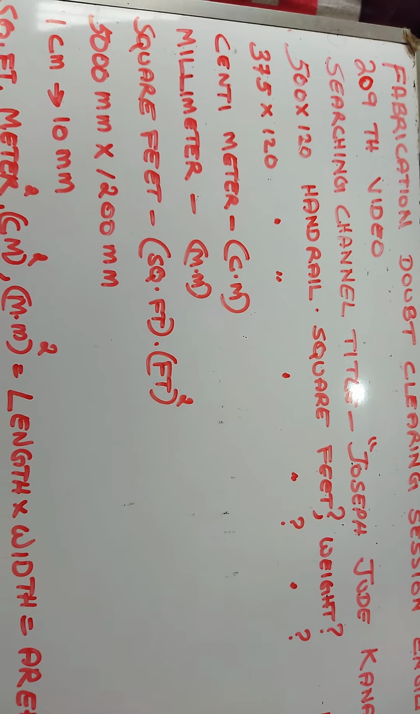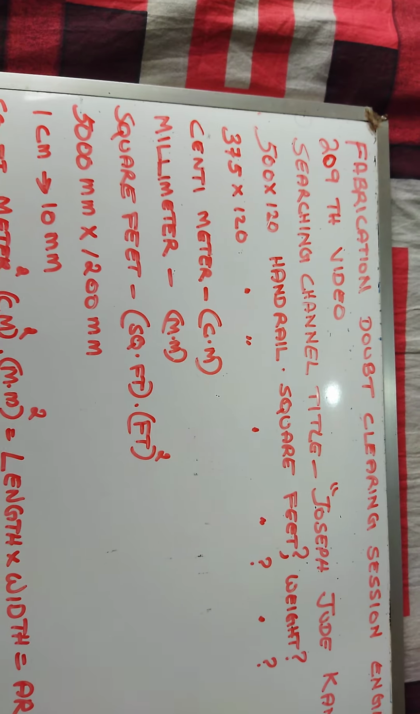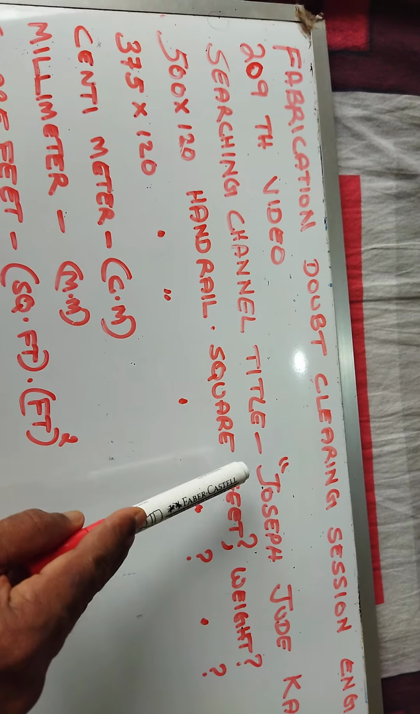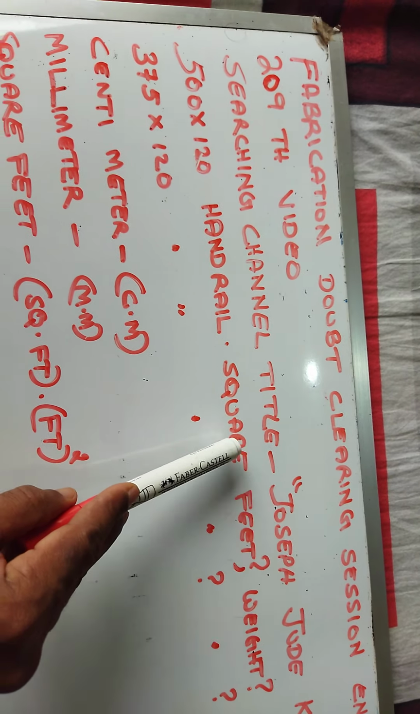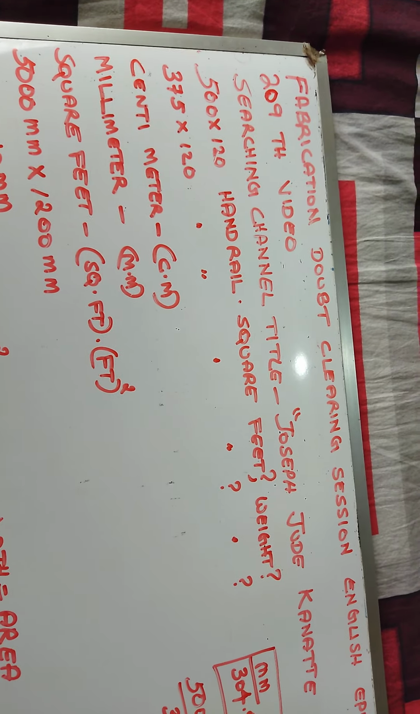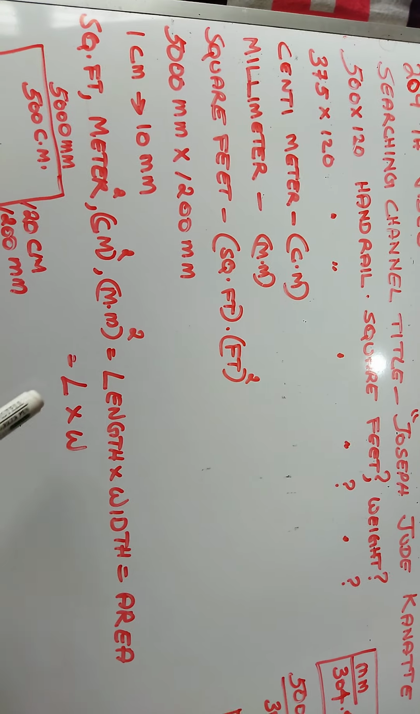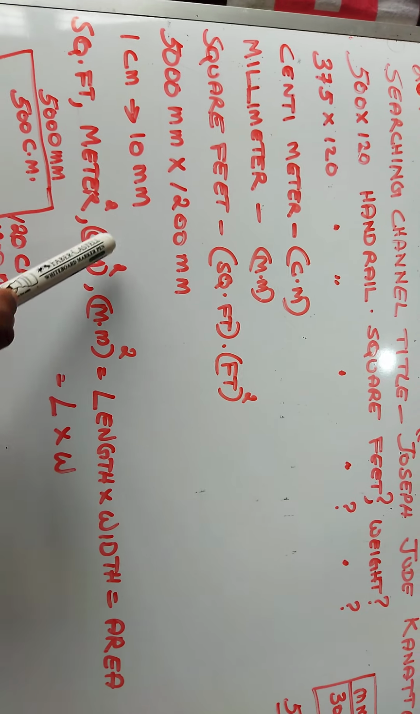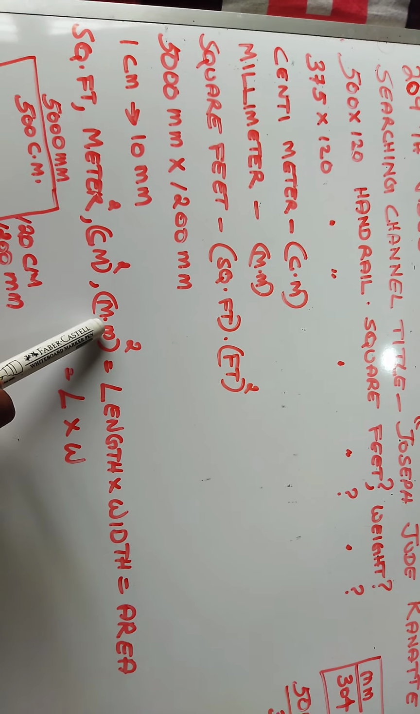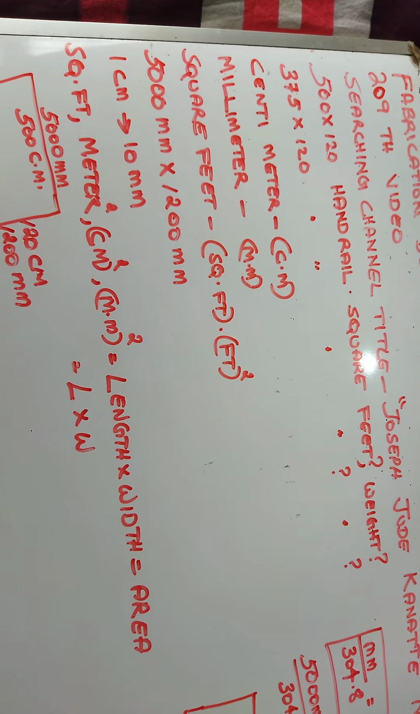Why did I say this as an introduction? Because your question had a problem. You just told the square feet. Always remember, you didn't say area. Square feet is an area. Meter square is an area. Centimeter square is an area. Millimeter square is an area. But most people say square feet without knowing that it is an area.